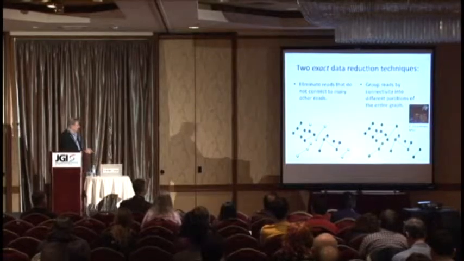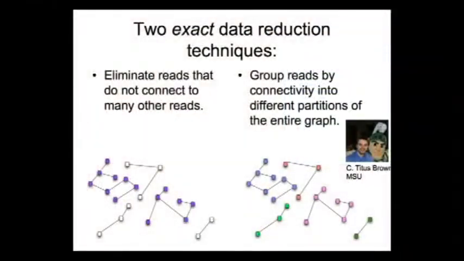So these are the two data reduction techniques that one can consider. One is to eliminate reads that do not connect to many other reads, or to group reads by connectivity into different partitions of the entire graph. And so this is Titus Brown here with Sparty. And this is the approach then showing the different colors, which would be the different partition bins.